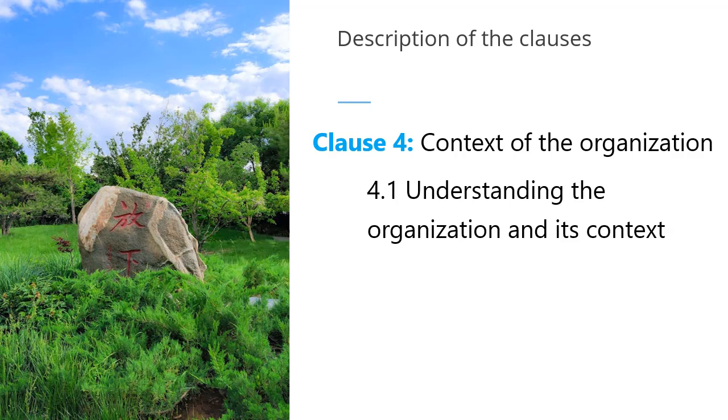This clause is the context of the organization and it has 4 subclauses. The standard used the word shall in all 4 subclauses, so these 4 are mandatory requirements, which means the organizations must ensure the evidence of conformity is available as documented information. Subclause 4.1 is about understanding the organization and its context.